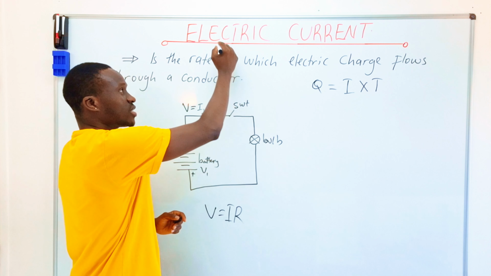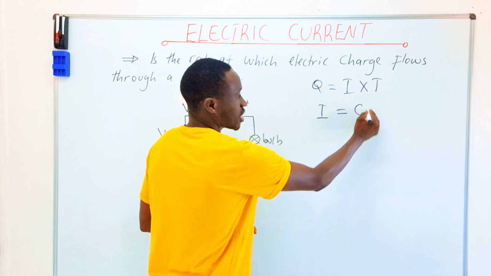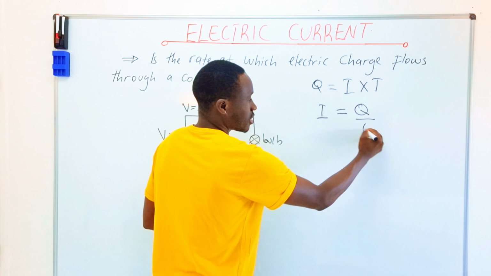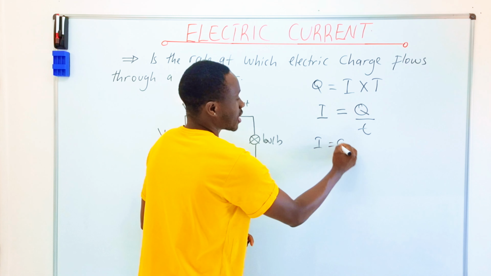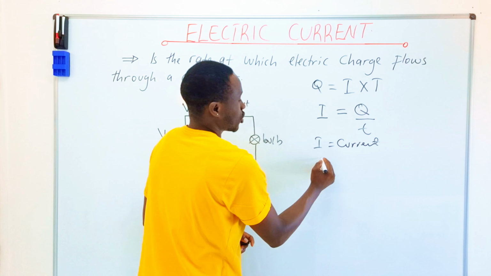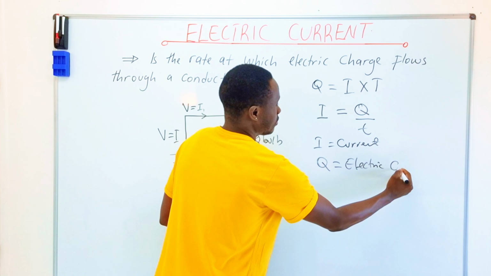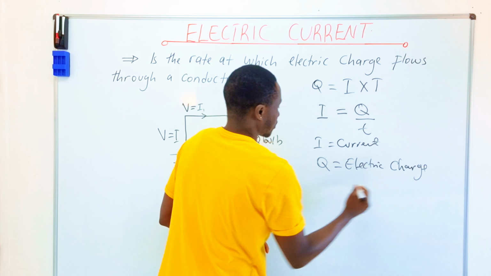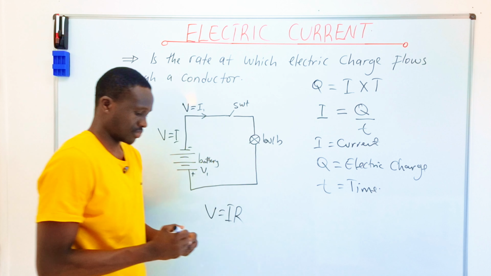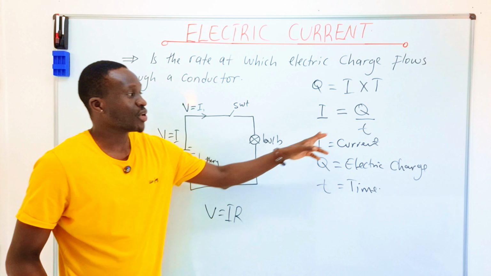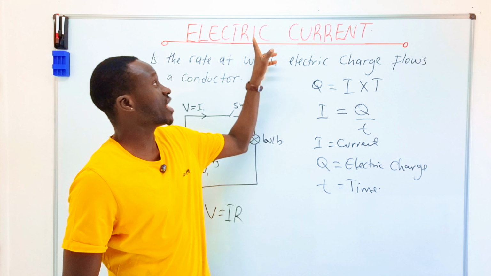Now, if you are calculating electric current, current will be equal to charge over time, I = Q/T, whereby I represents current, Q represents electric charge, and T represents time. Okay, now we use this formula to calculate for electric current.